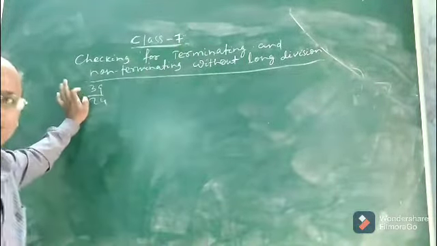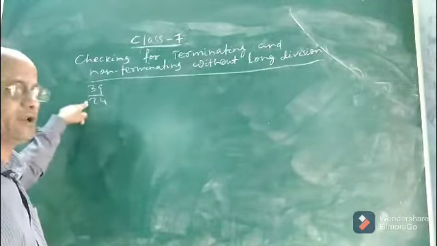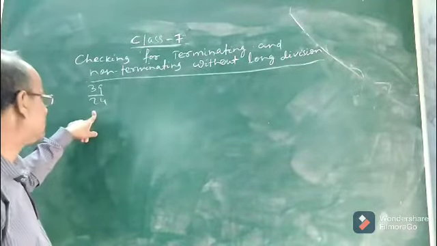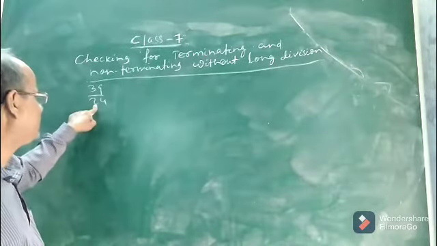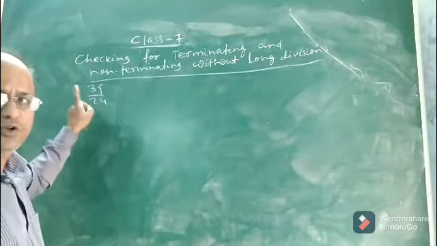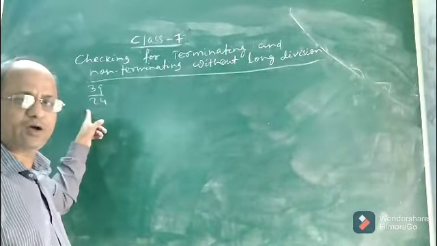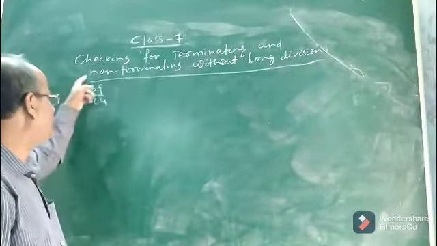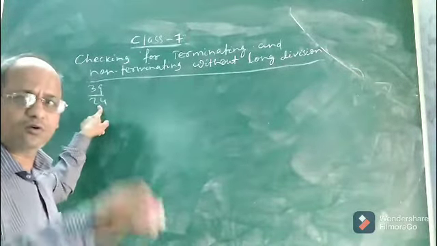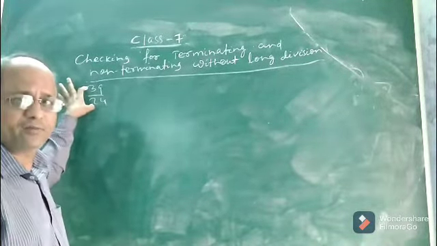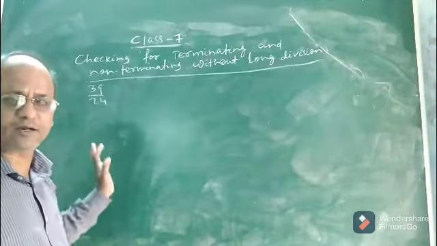See, for example, suppose you are given a rational number 39 by 24. You see, it is in the form p by q, where p is 39, q is 24 and q is not equal to 0. So it is no doubt a rational number. Now we will not do division. That means we will not divide 39 by 24. Then how do we know whether it will have a terminating decimal expansion or a non-terminating decimal expansion?